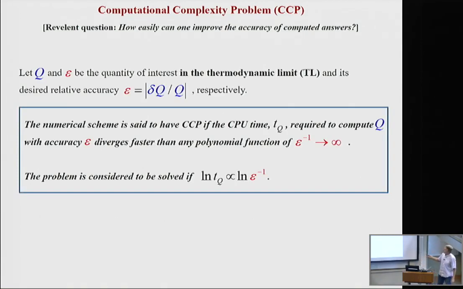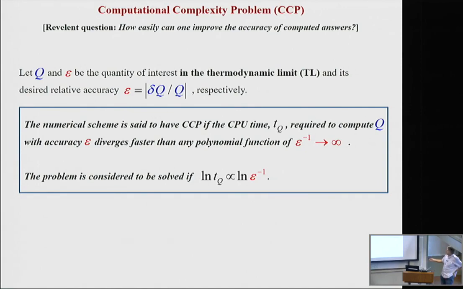And this leads me to something which I have to define in more precise terms, so I just convince you that, okay, there is a computational complexity problem, and it relates to the question, okay, how long I have to compute something to achieve a given accuracy. So you specify your quantity in a thermodynamic limit, you specify your, say, relative accuracy, and then you ask a question, okay, if I start making this relative accuracy better, better, and better, how much longer I have to run my computers just to achieve this accuracy? So this is the relevant question.